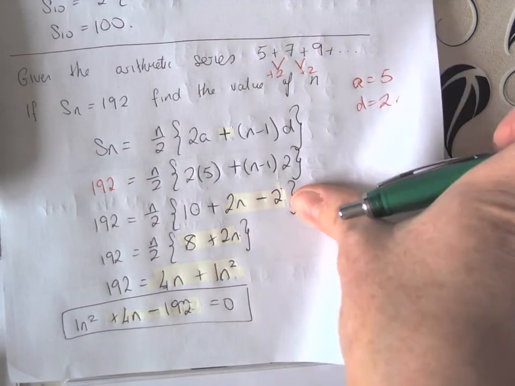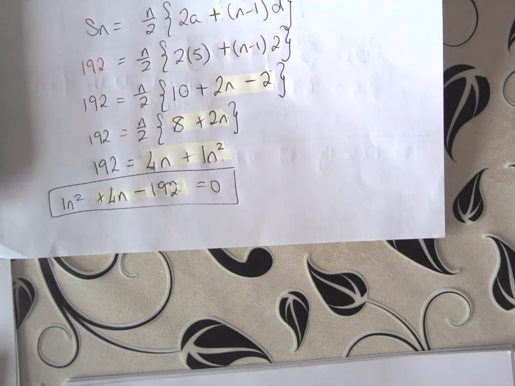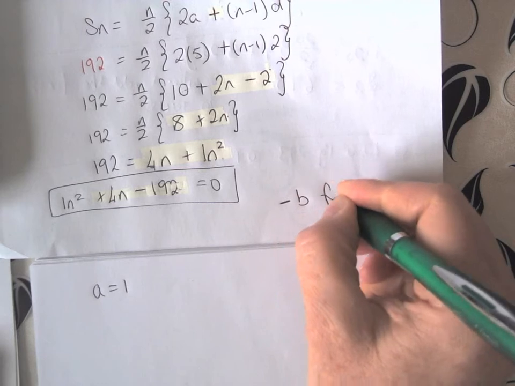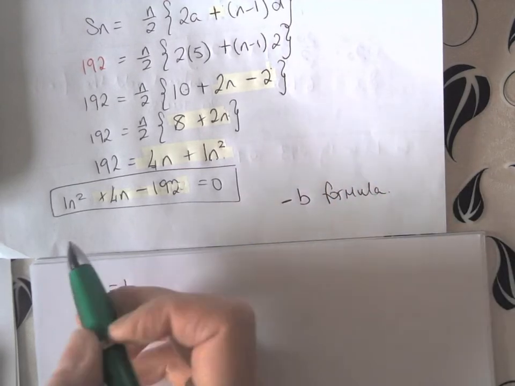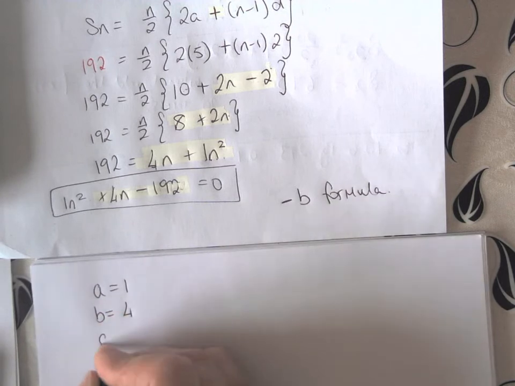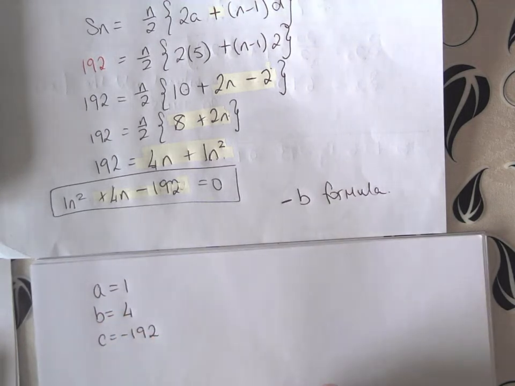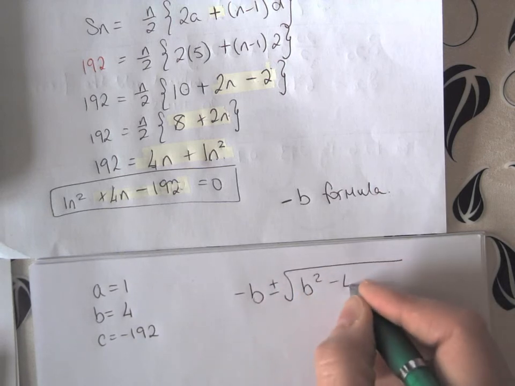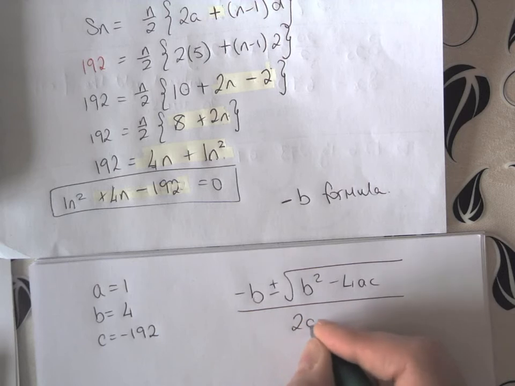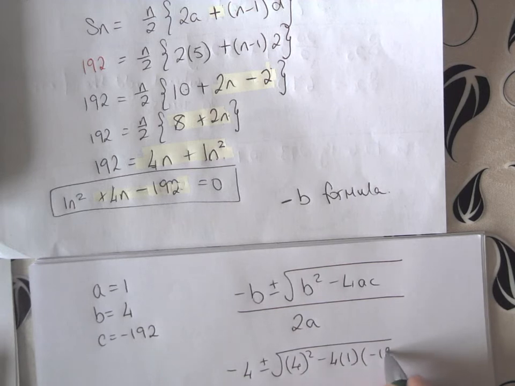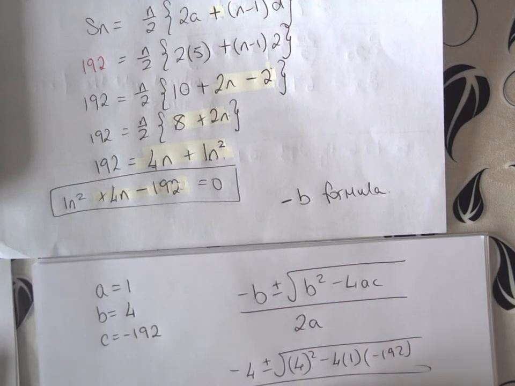Alright, now, so it's an n squared, an n, and a number. So whenever we see that form, we should be using minus b. So your a is the number with the n squared, which is 1. Your b is your number with the n, which is 4. And your c is a number on its own, which is minus 192. The formula is minus b plus or minus the square root of b squared minus 4ac all over 2a. So minus 4 plus or minus the square root of 4 squared minus 4ac all over 2a.